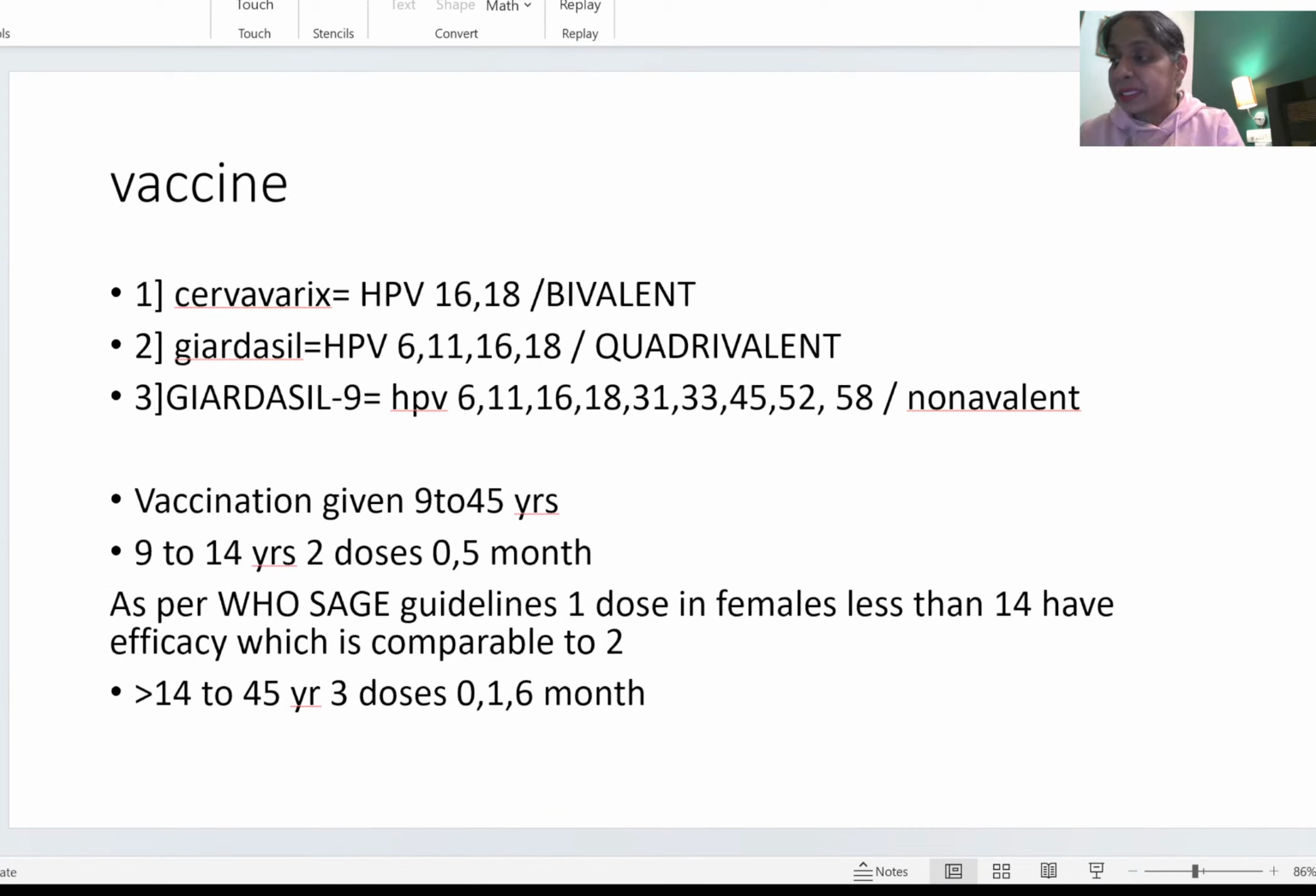There are 3 vaccines in the market for cancer cervix. As you all know, the etiology of cancer cervix is the HPV virus, right? So there are 3 vaccines. The Cervarix vaccine targets HPV 16 and 18, because those are the main types.